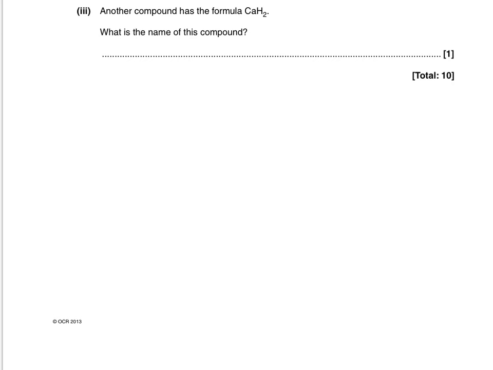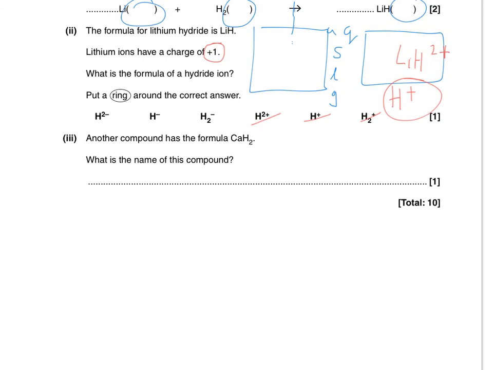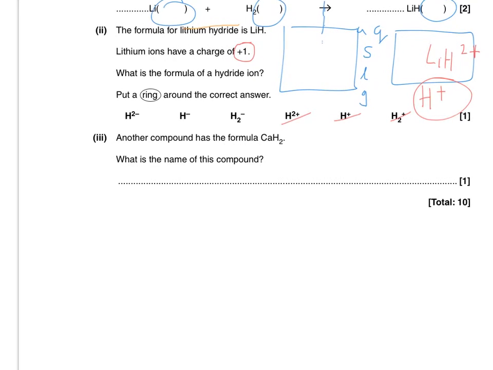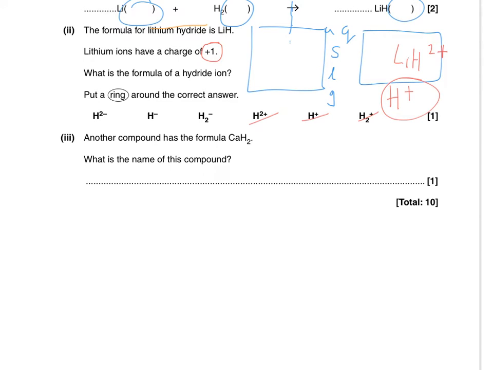Then another compound has the formula CaH2. What is the name of this compound? Well, we've been told earlier on the name for LiH is lithium hydride. So it's not really a jump to figure out what CaH2 is.